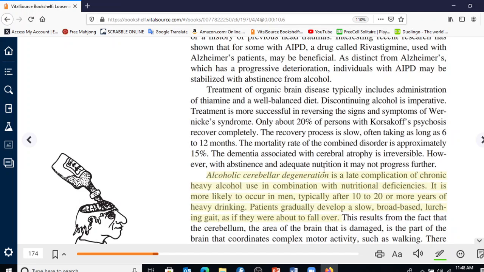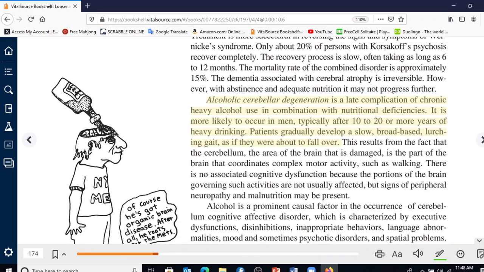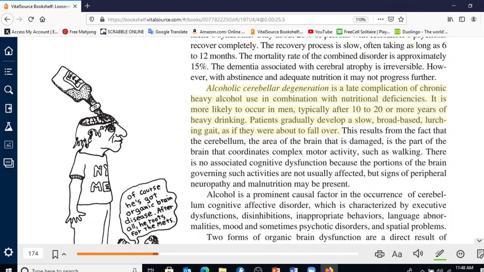The dementia associated with cerebral atrophy is irreversible. But if you arrest it and provide proper nutrition and therapy and stuff, it may not get worse. You can keep it from advancing. Alcoholic cerebral degeneration is a late complication, more likely to occur in men, typically after 10 or 20 years of heavy drinking. And that's the slow, broad-based, lurching gait as if they're about to fall over.